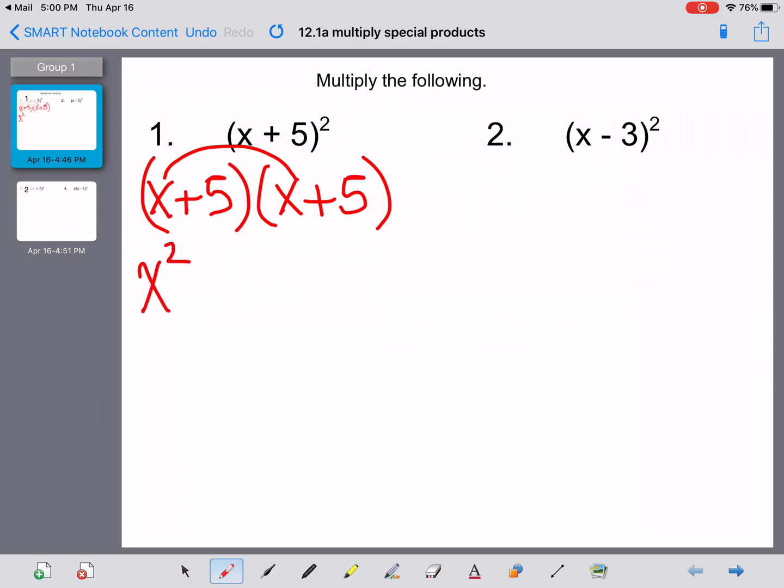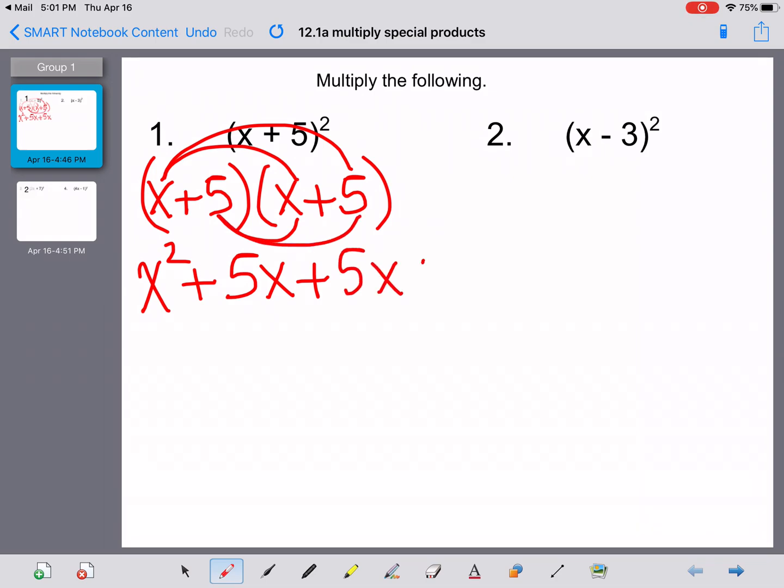X times x is x squared. X times 5 is 5x. The nice part about this particular problem is that everything's adding, so we don't have to worry about signs so much. So we distributed the x. Now we're going to distribute the 5. So it's 5 times x, and then 5 times 5, which is 25. And then lastly, we're going to combine like terms, and we end up with x squared plus 10x plus 25.